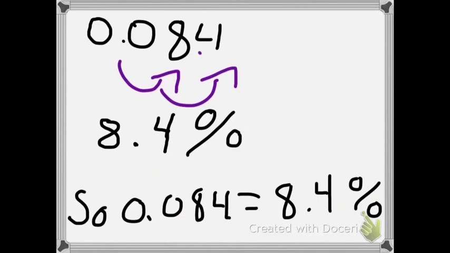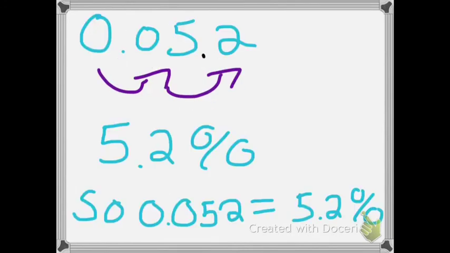Example 2. 0.084. You move the decimal point over 2 places so that it's 8.4%. So 0.084 equals 8.4%. Example 3. 0.052. You move the decimal point over 2 places. So it's 5.2%. So 0.052 equals 5.2%.